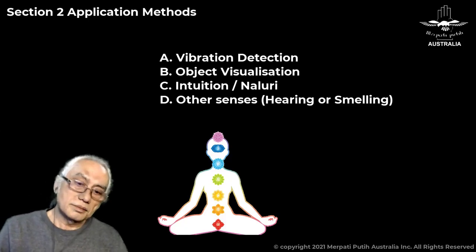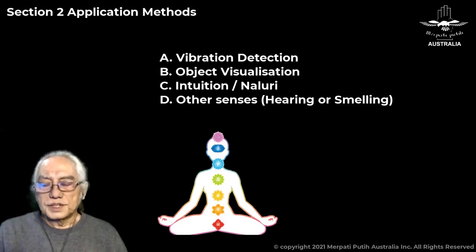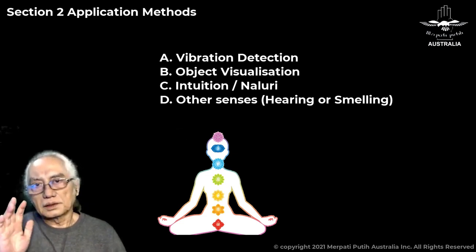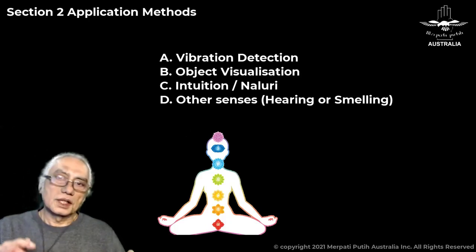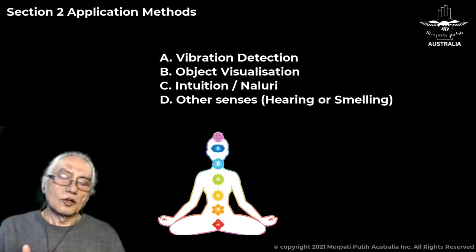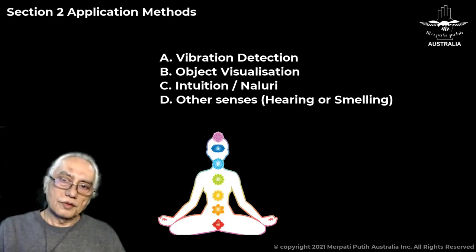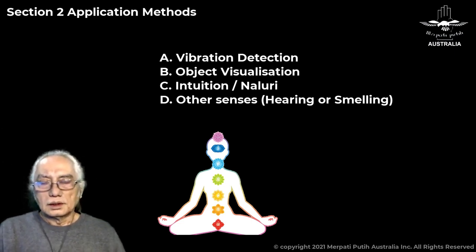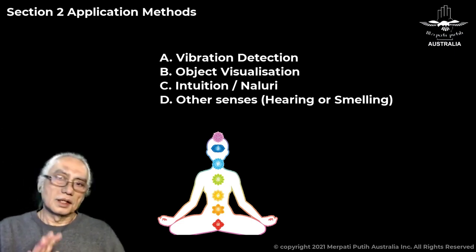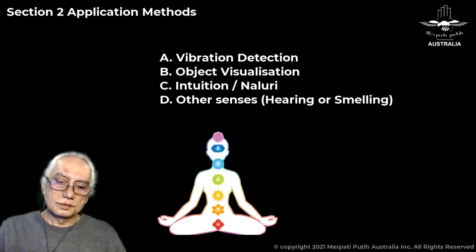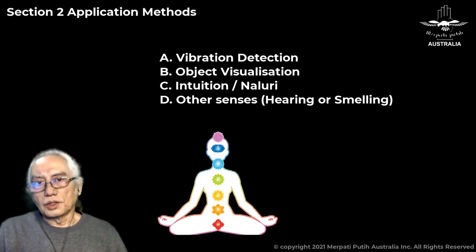And then the other method is what we call object visualization. Object visualization is similar. You also detect the object, and then you try to visualize the object in your mind. So you can see the color, you can see the shape of the object, something like that. If you become more sensitive, you can also see, for example, a letter. And the other method is what we call intuition.